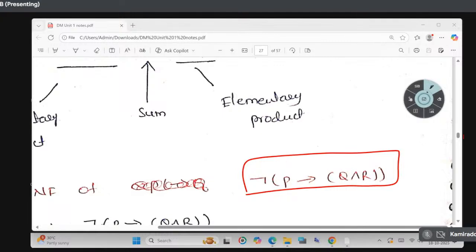So how many conditional statements are there in that given question? Only one condition is there. Okay, that is P implies Q and R. So that you have to convert first. P implies Q. How are you going to convert? When you are applying P implies Q, what is our value? Negation of P or Q. Substitute the values, elaborate it, then you will be getting the solution.